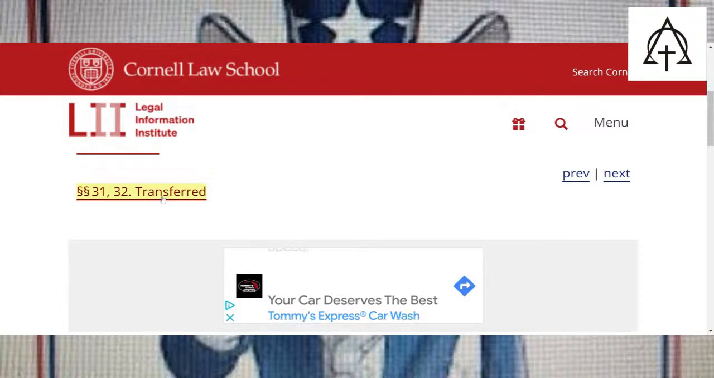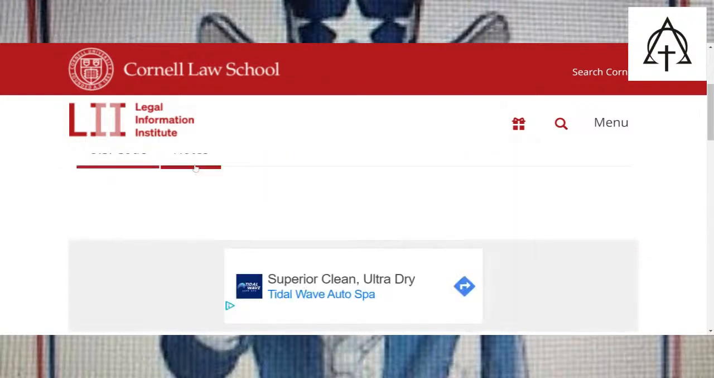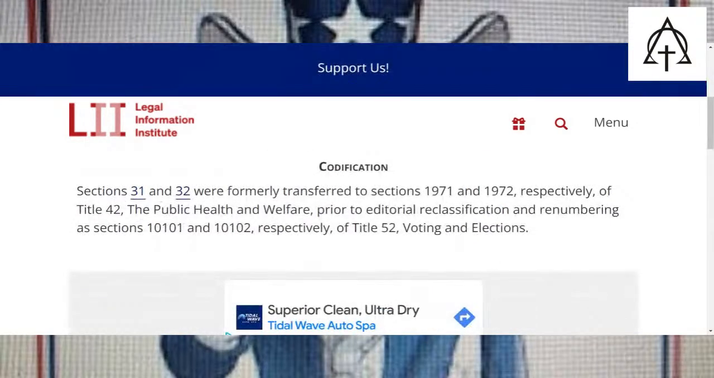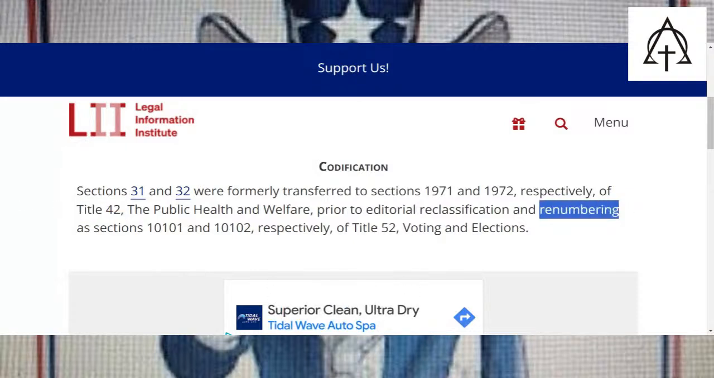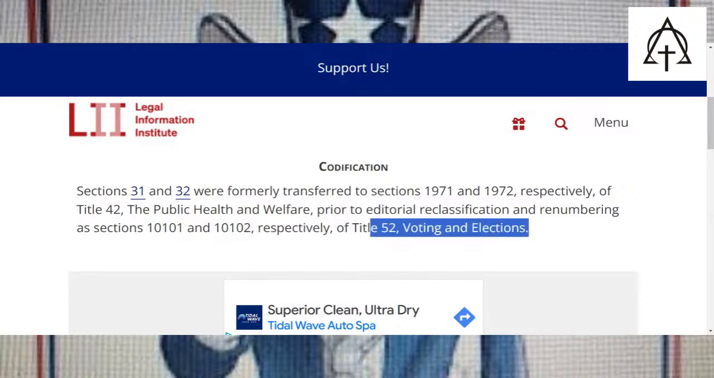Transferred. Sections 31 and 32 were formally transferred to sections 1971 and 1972, respectively, of Title 42, Social Security, Public Health and Welfare, prior to editorial reclassification or renumbering as sections 10.101 and 10.102, respectively, of Title 52, Voting and Elections.